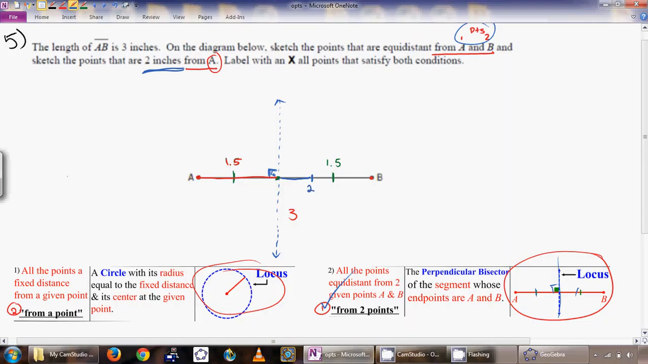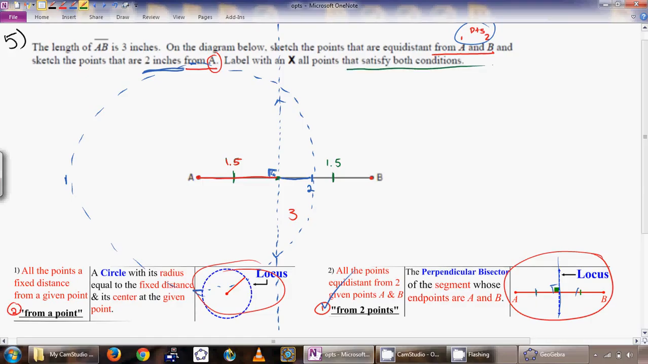So then I got to go 2 inches to the left, 2 inches above, and 2 inches below. And the above and below kind of don't matter. I'm going to extend this perpendicular bisector even further so you can see the intersection. So I'm going to fill in my circle, and there we go. Good enough. And then it says label with an X all points that satisfy both conditions.